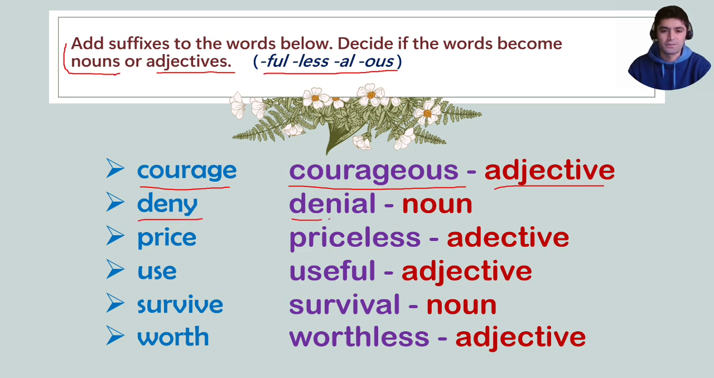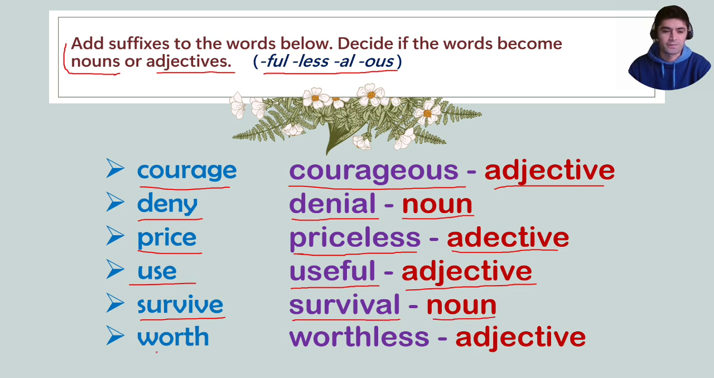Next one is deny. Deny became denial. Denial is a noun. Price became priceless. Priceless is an adjective. Use is a verb and it became useful. Useful is an adjective. Survive is a verb and it became survival. Survival is a noun. Last one is worth. Worth became worthless. Worthless is an adjective.